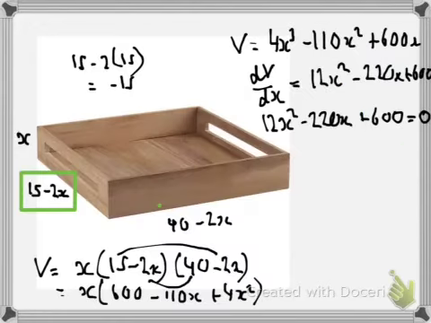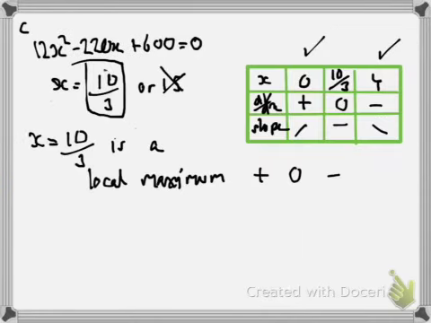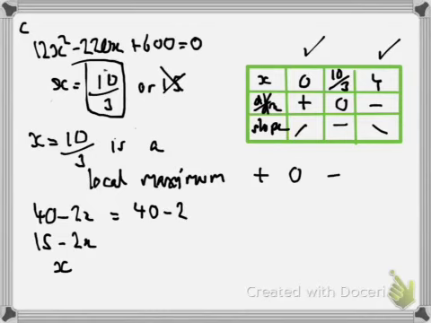Let's go back to our box here. There's the dimensions of our box. Let's write them down. We've got 40 minus 2x as our length, 15 minus 2x as our width, and x as our height. So we've now established that 10 on 3 gives us our maximum value. So our length will be 40 minus 2 times 10 on 3. That's going to be 40 minus 20 on 3, which is going to be 100 on 3.